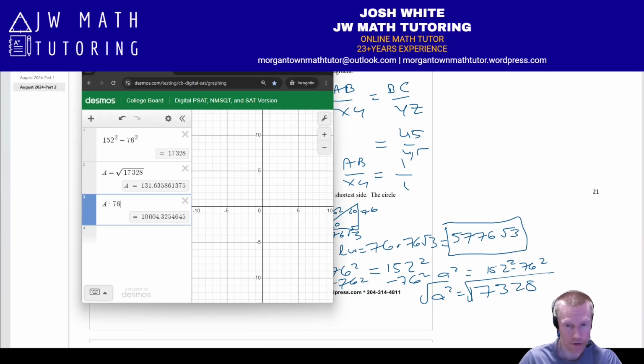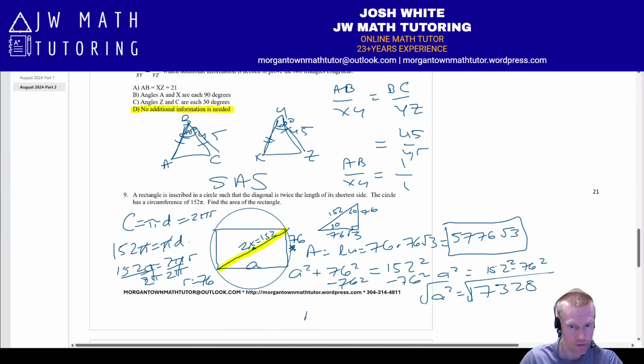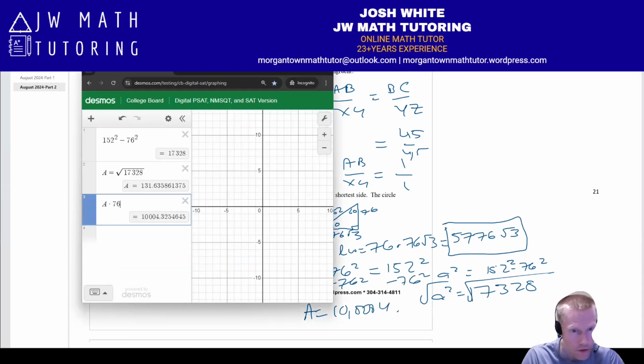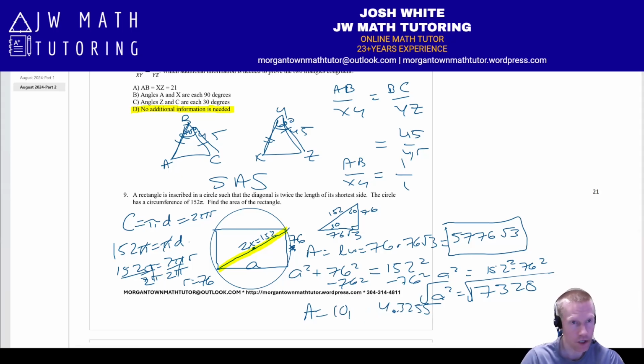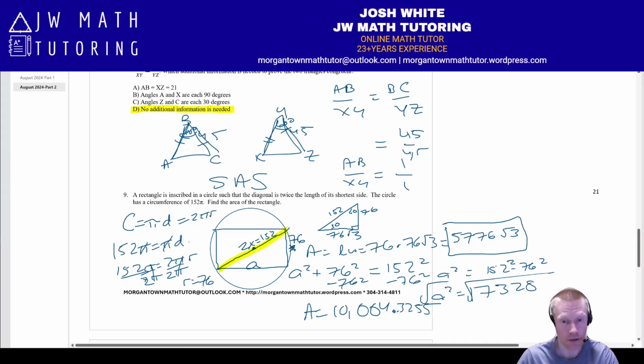So when you multiply this, the bottom side, which is again approximately 131.64, times 76, you get for the area 10,004 point whatever, 3255. Okay. Now, what you would have to do then is go to the multiple choice answers and calculate them each out to see which matches this number. Okay? And it's going to be this right here.